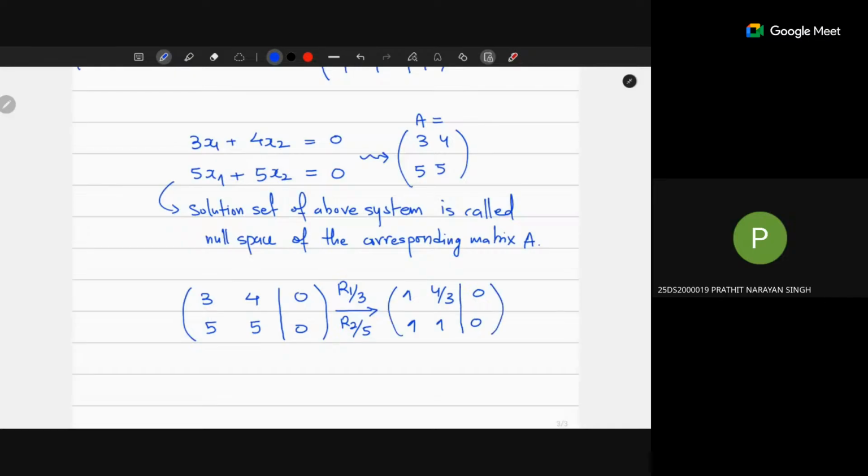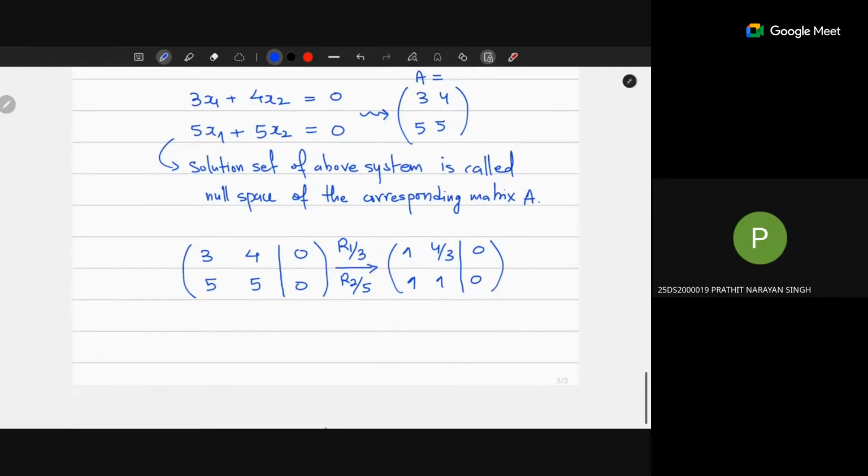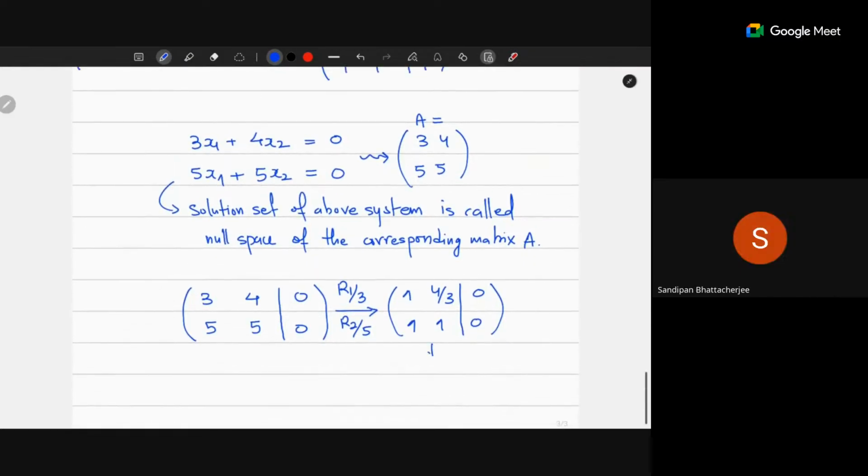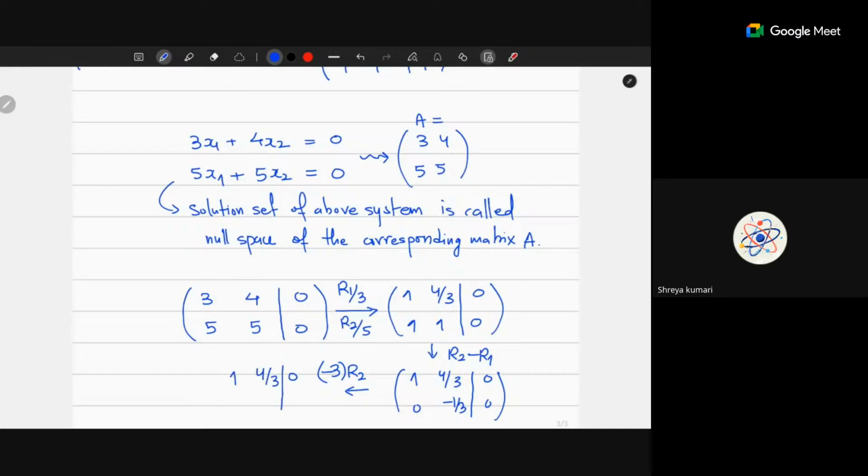Now, what can we do? We can do R2 minus R1, subtract. So 1, 4 by 3, 0, and 0, 1 minus 4 by 3, which is minus 1 by 3, 0. And now we can multiply R2 by minus 3. So 1, 4 by 3, 0, and 0, 1, 0.